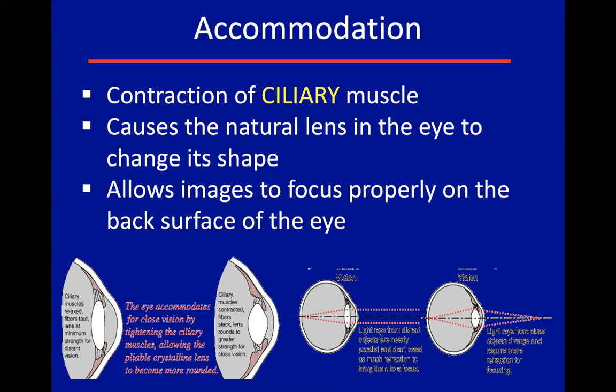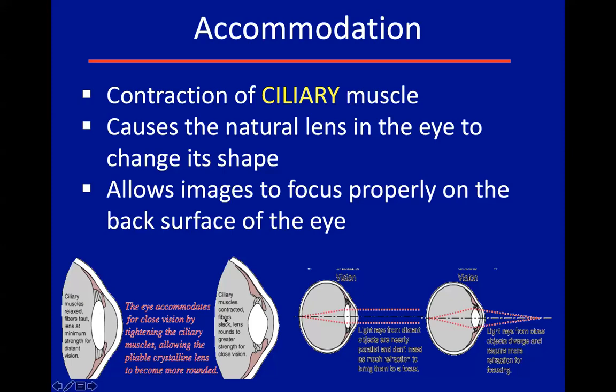When you accommodate, or when you look near, your ciliary muscles, as you see very nicely here, contract. And when they contract, the lens takes a different contour, as you see very nicely here. So the lens rounds to a greater strength to be able to read or see something close. If you look at the lens here, it's like it's sleeping. Here, it's actually contracted.